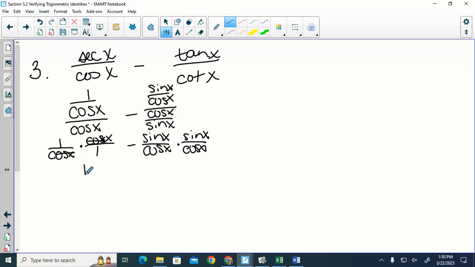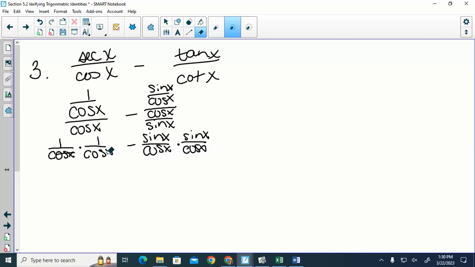Hold on, something's not right. I for sure took some similar liberties with my math on this one. I'll be honest. Okay, here's the mistake, right here. This is cosine x over 1, so when you flip and multiply, it would be 1 over cosine x.